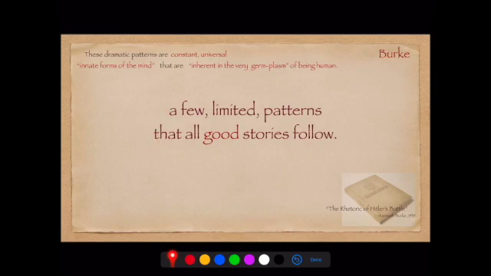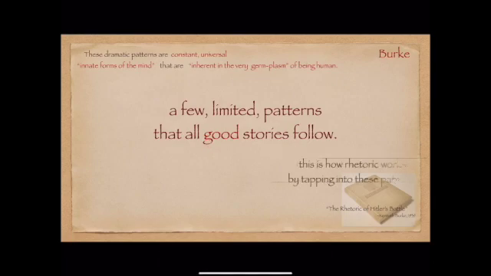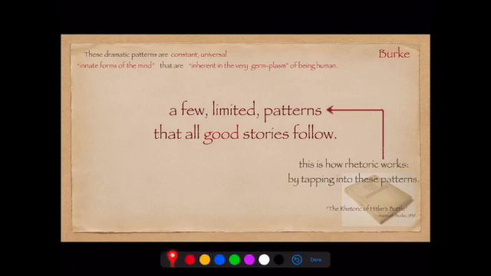Now, Burke's got a problem all of a sudden, because when he looks at Mein Kampf, he knows perfectly well he's not looking at a good story. And yet it's a story that is, in fact, tapping into those very things that Burke says make rhetoric work, those few limited patterns that more or less shape our identity. Those are what empower rhetoric. They're what make rhetoric work. Okay, so now what?